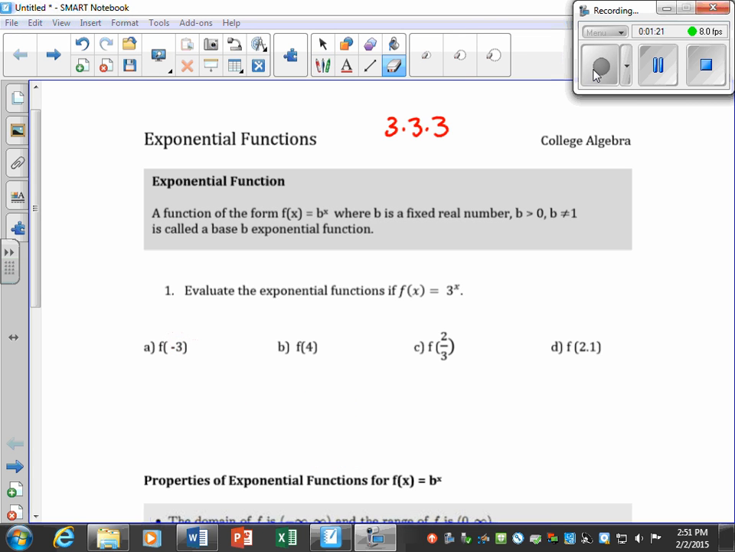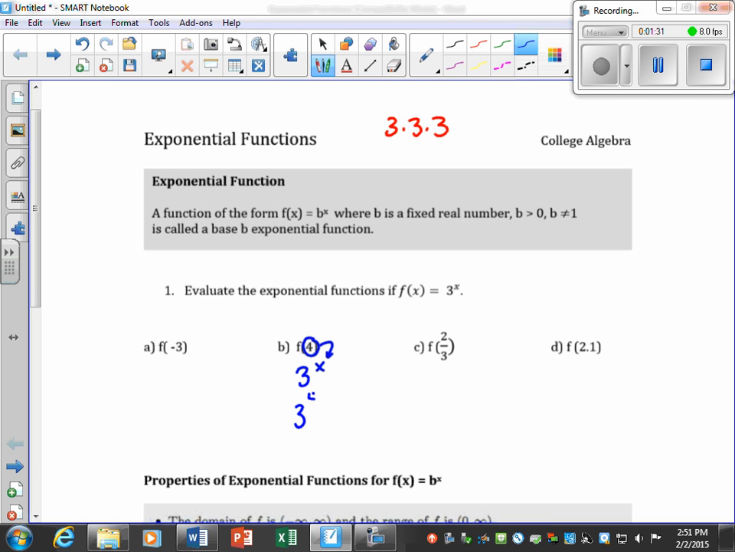We're going to do the same thing for b. We're going to write our original function down, which is 3 to the x. And then everywhere there's an x, we're going to substitute 4 in place of that. So that would be 3 to the 4th power, which would mean 3 times 3 times 3 times 3. In this case, that equals 81. And we'll continue on to c.